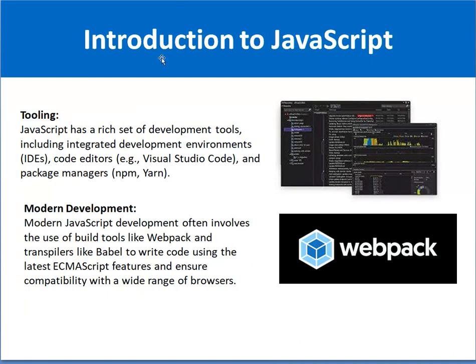Tooling. JavaScript has a rich set of development tools like integrated development environments (IDEs), code editors like Visual Studio Code, and package managers like npm and yarn. Modern development. JavaScript development often involves the use of build tools like Webpack and transpilers like Babel to write code using the latest ECMAScript features and ensure compatibility with a wide range of browsers as well.